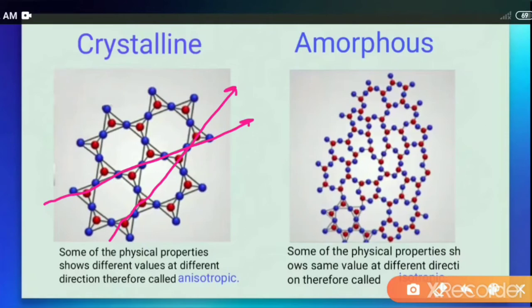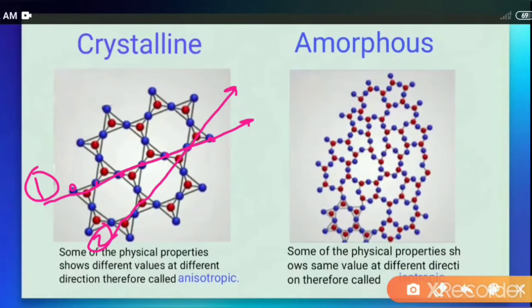Why does it happen so? The same physical property, when it is measured in a crystalline solid in different directions, gives different values. What is the reason for this? Look at the lines which I have drawn here. In the first line, when I am measuring in this direction, you can see the blue particles are in this direction. And what about in the second case? In the second case, you can see the red particles are in this direction.